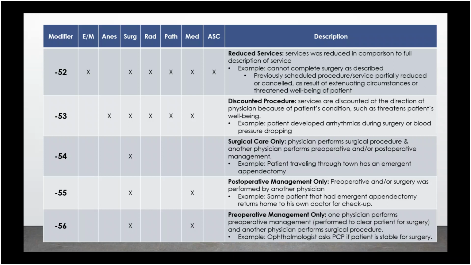54, surgical care only. The physician performs only the surgical procedure and another physician performs the pre-op and/or the post-op. So an example here is the patient traveling through town has an emergent appendectomy. 55 is surgery and medicine. Post-op management, so that same patient that had the emergent appendectomy returns home and sees their doctor for the follow-up. Pre-op is 56, again for surgery and medicine. Ophthalmologist asks the PCP if the patient is stable for surgery.